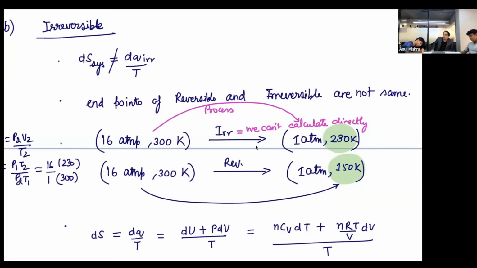Yeah, we can find out and check, but those numbers will not match. That is 150, this is 230. So now you know already that in the isothermal case, endpoints match. But in this case, endpoints will not match. So your answer cannot be applied directly. Clear?